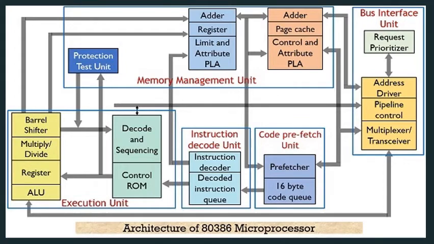The barrel shifter increases the speed of all shifts and rotate operations. The multiply or divide logic implements the bit shift rotate algorithm to complete the instruction operations within minimum time. The 32-bit multiplication or division can be executed within 1 microsecond by the multiply divide logic.